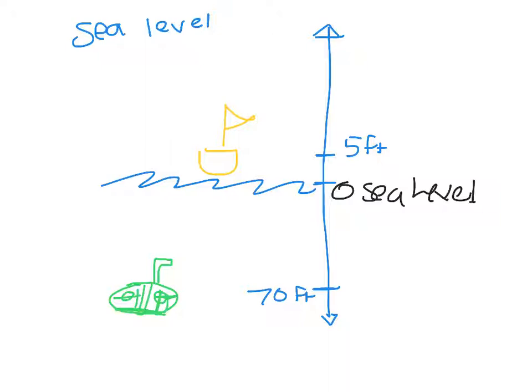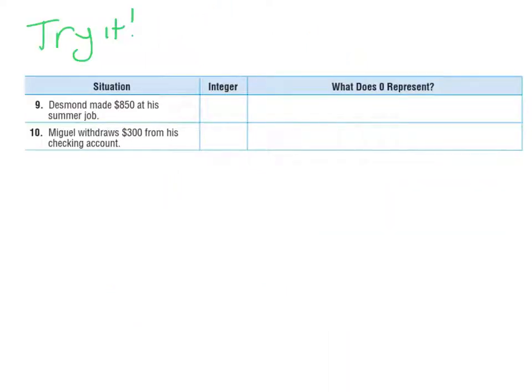Alright, a couple of try it problems before we're done. So I want you to try this one. Go ahead and, for these two examples, write the integer and then what would 0 be. Okay, so Desmond made $850 at his summer job. Well, he made that money. Sounds like a positive integer to me, 850. What would 0 be if he didn't make any money? I'm going to put no money.